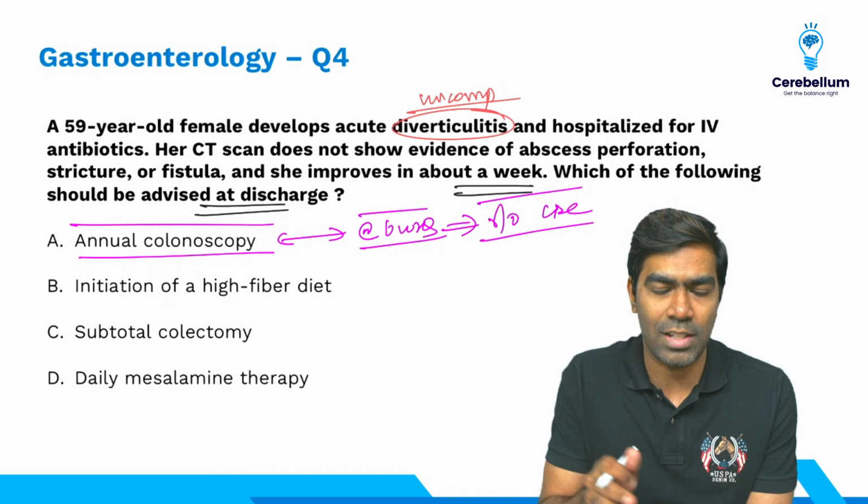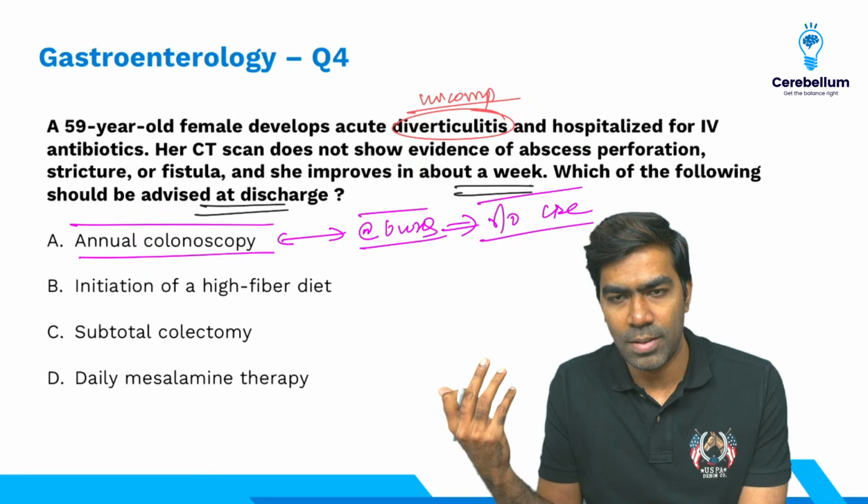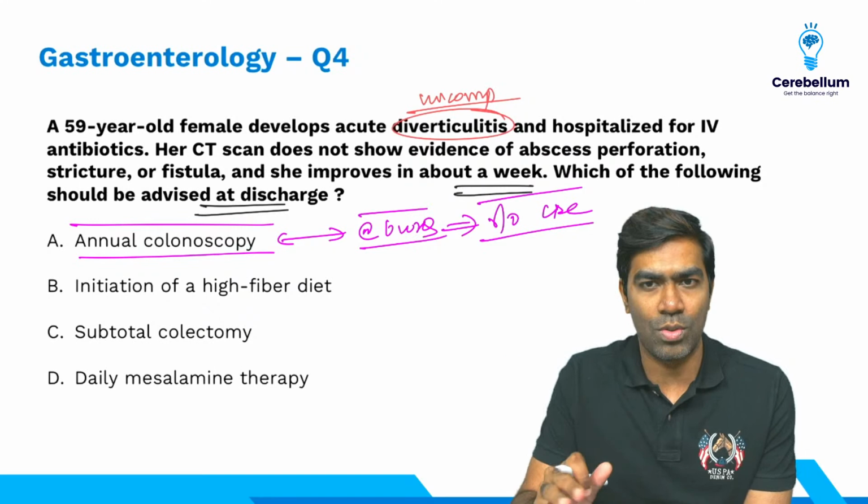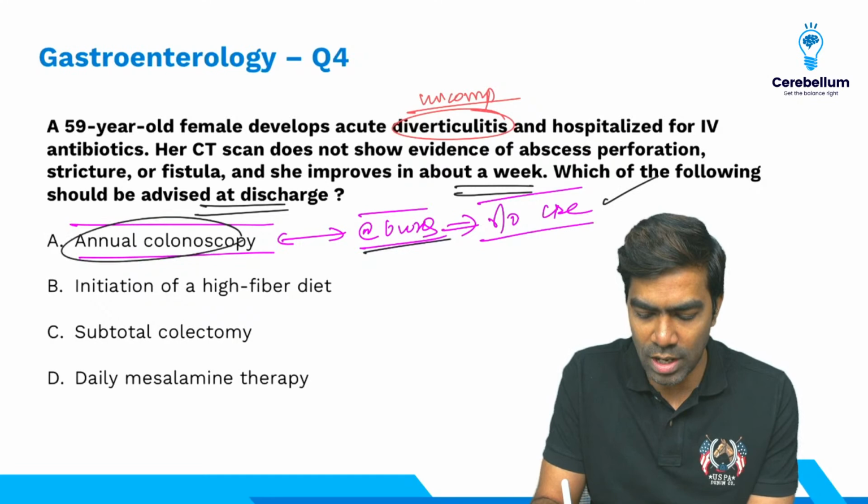Acutely, you're not going to do colonoscopy, because if you do it acutely, things are going to be bad, since it can result in perforation also. So what you do is you wait for 6 weeks. Within 6 weeks' time, you have to do a colonoscopy to rule out colorectal cancer. It's not annual colonoscopy. That's wrong.